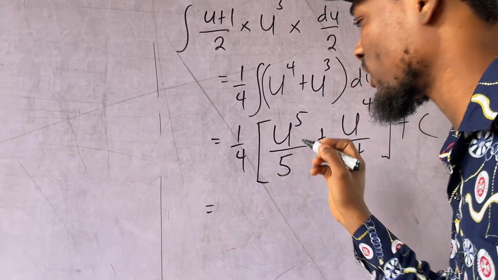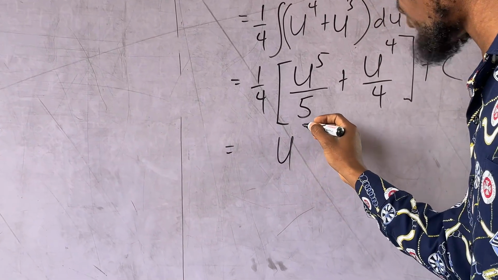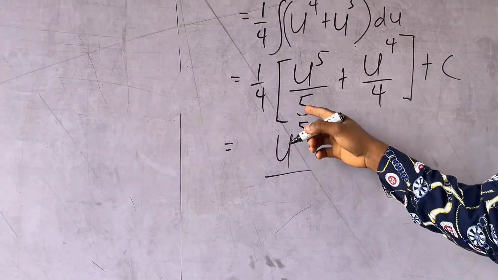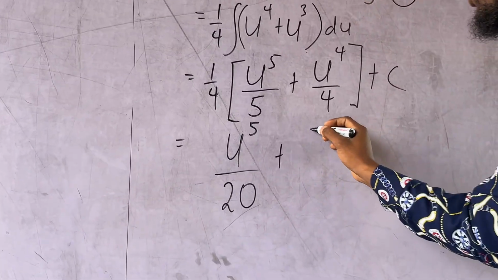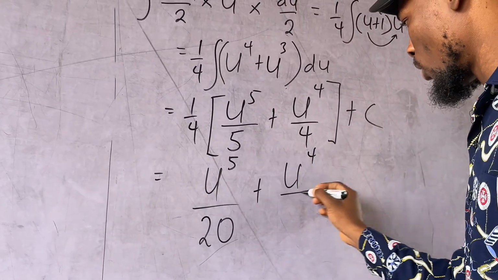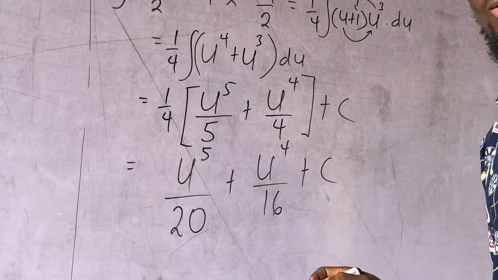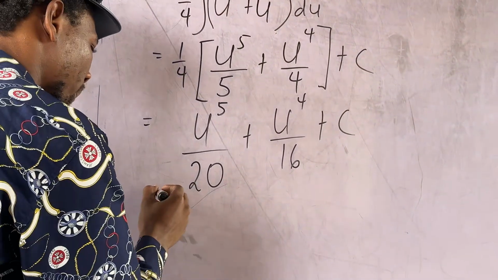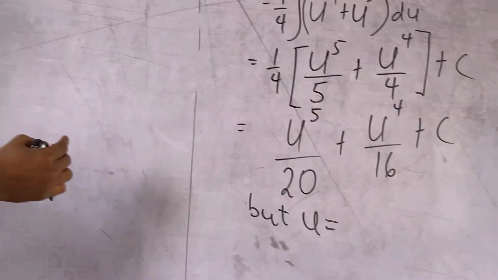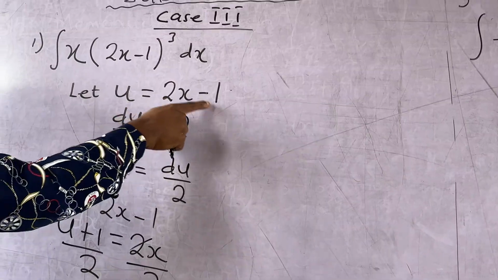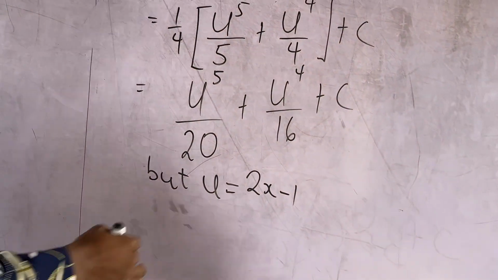So this is the same as u to the power 5, all over 5 times 4, which is 20. Then plus u to the power 4, all over 4 times 4, which is 16. Then plus my constant of integration, which is c. But u equals 2x minus 1, so we substitute this into this.